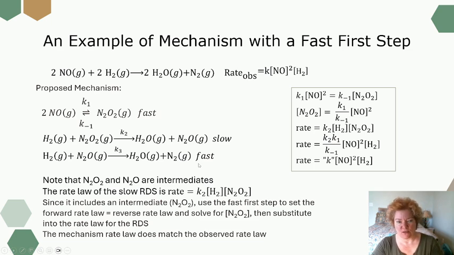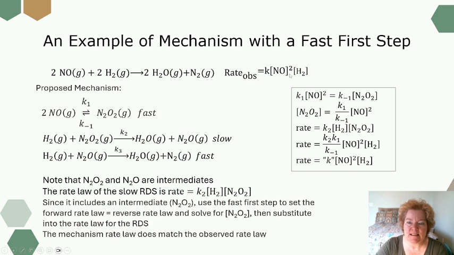The third step makes water plus nitrogen. So I end up with 2NO, 2H2. These two are intermediates. They're not going to be seen in the final formula. It makes 2 waters and N2, because these two also will not appear. If you add them all up and cancel things, you'd see that these 3 steps sum up to 2NO plus 2H2 makes 2 water plus N2. The proposed mechanism says that the second step is the slow step. So if I write the rate law for the second step, it would be k2 times H2 gas times N2O2.